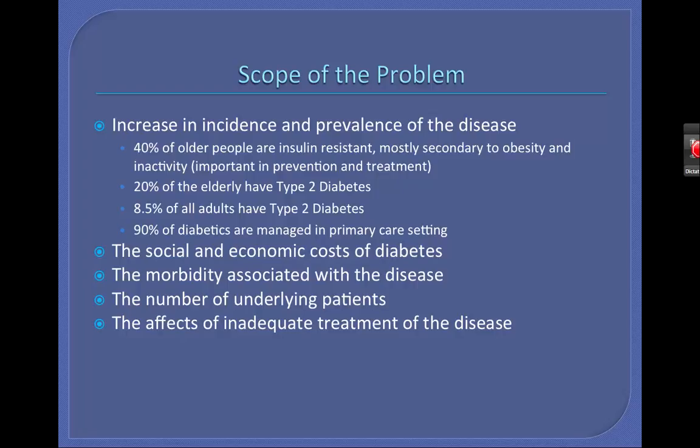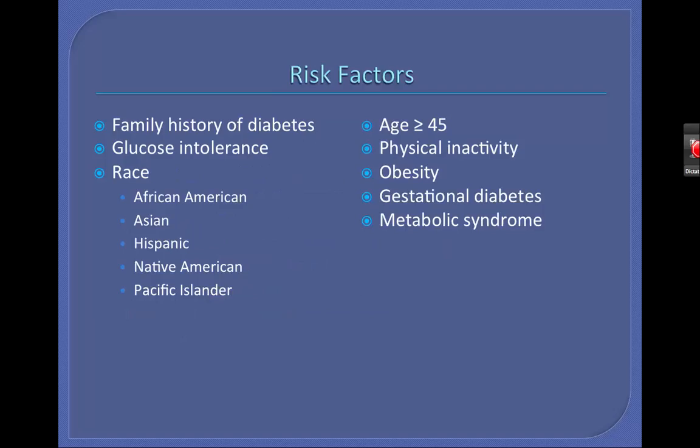There are a number of patients with underlying diabetes that is undiagnosed, and the effects of undiagnosed or inadequately treated disease cause worsening comorbidities. Risk factors for diabetes: family history of diabetes, glucose intolerance, and race is also a risk factor: African American, Asian, Hispanic, Native American, or Pacific Islander.